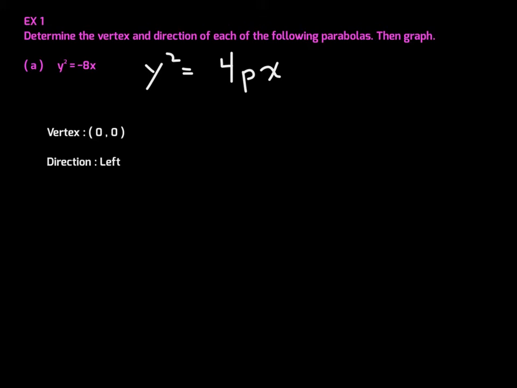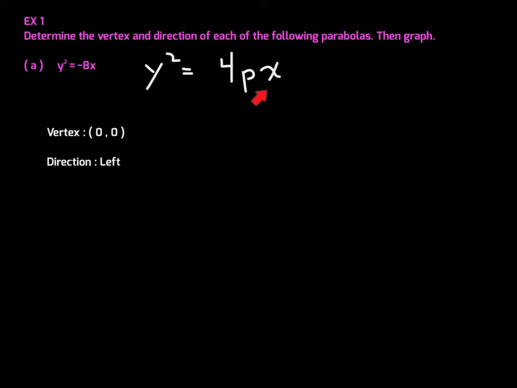So this is what we know so far. We know the vertex is at the origin, and we know the direction is left. How do I know that? Well, y is being squared, so my options are either left or right. But because I see that this right-hand side is negative, I know my p-value will be negative, so I must be going to the left. Now, they said determine the vertex. We did that. Determine the direction. We did that. And now let's graph. One thing I want you to notice is that this here, 4p, must be -8, right? This is y squared, that's y squared.